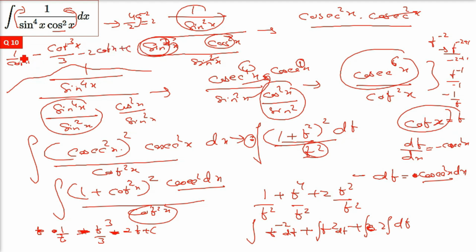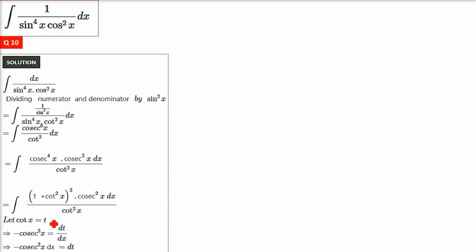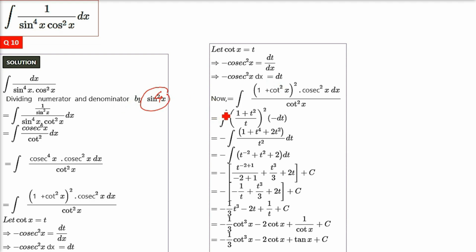So this is not your final answer, because 1 by cot x has to be written as tan x. That will formulate the final result that we are targeting. So tan x minus cot cube x by 3 minus 2 cot x plus c is the final answer. So this is the streamlined way in which you can go about and solve the question. How we have started with sine square x, which I am showing it to you here only, there is a slight error in this formulation or this approach. You have to divide it by sine raised 4x, then only you'll get the proper answer.